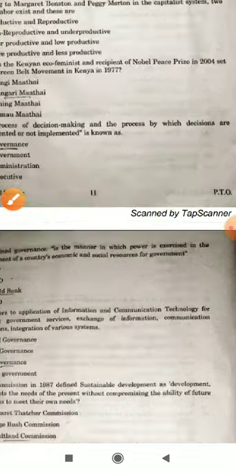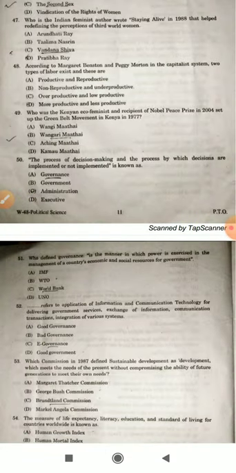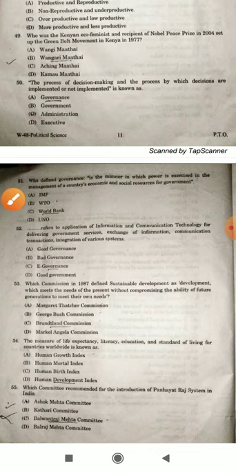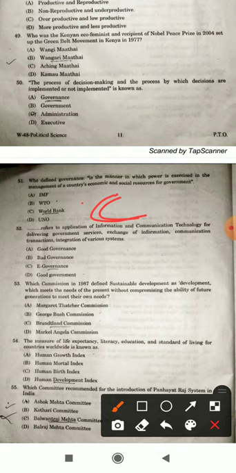Question number 50. The process of decision making and the process by which decisions are implemented or not implemented is known as? Answer is A. Governance. Question number 51. Who defined governance as the manner in which power is exercised in the management of a country's economic and social resources for development? Answer is C. World Bank.